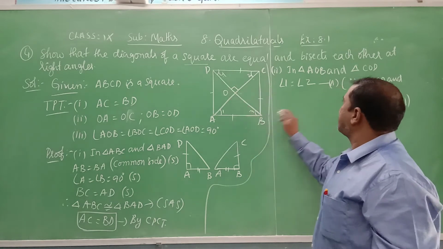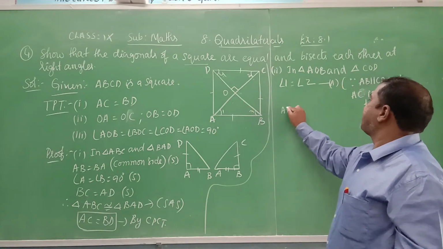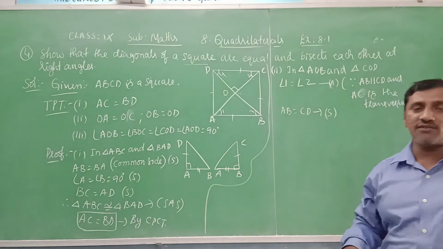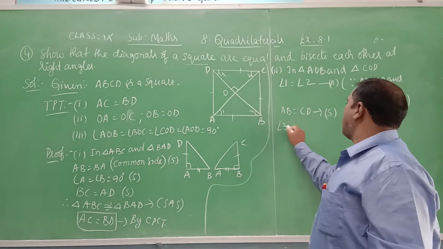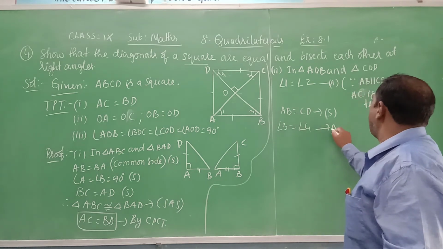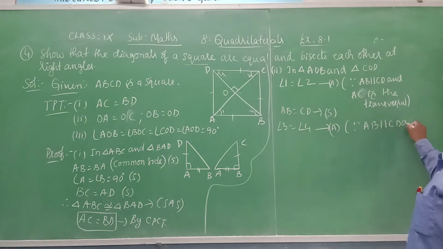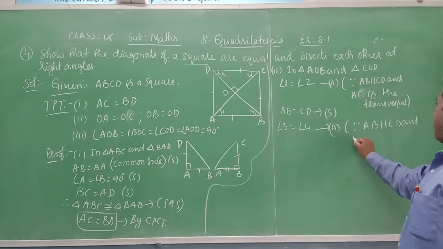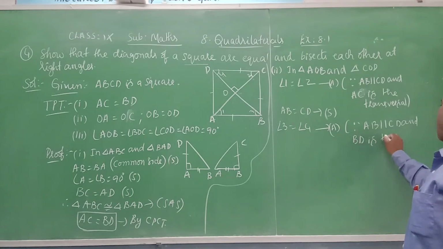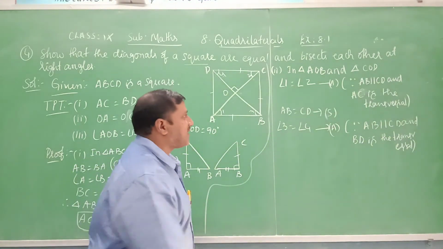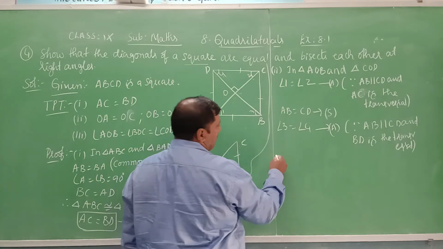And AB is equal to CD, given, sides of the square. Now angle 3 is equal to angle 4. That is again angle. Since AB is parallel to CD and BD is the transversal, the alternate interior angles are equal. Now by angle side angle, ASA congruency, the two triangles are congruent triangles.